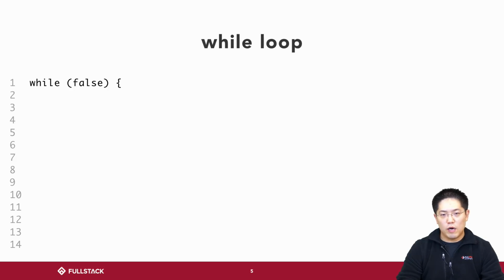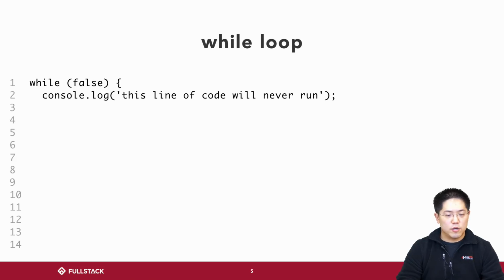So here we go, while false. Console log, this line of code will never run. Close that brace. So here, because the conditional expression evaluates to false, this while loop never does anything, right? So we jump right from line 1 to line 4.